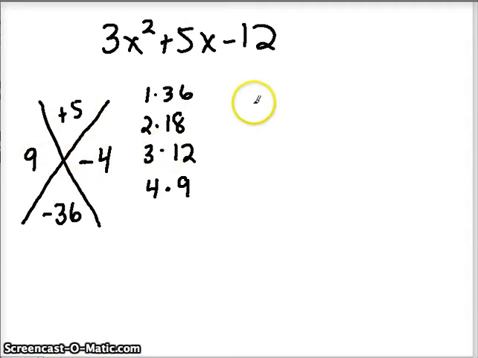Excuse me. So we got half of it done. We're not going to be able to come up with our parentheses set yet. We need to do this box part of it.